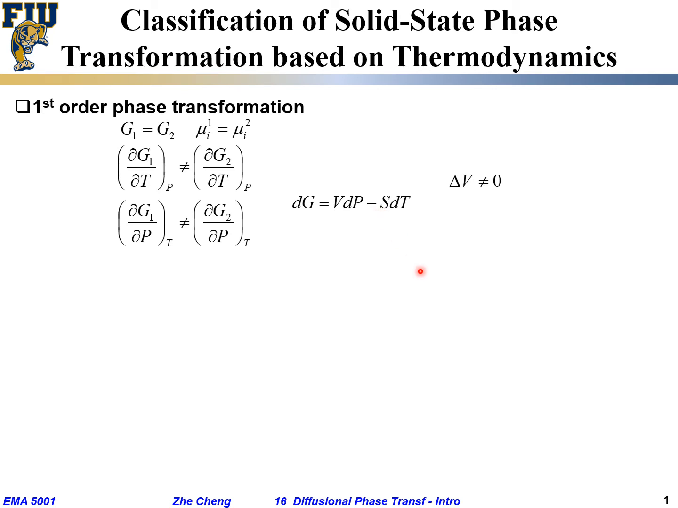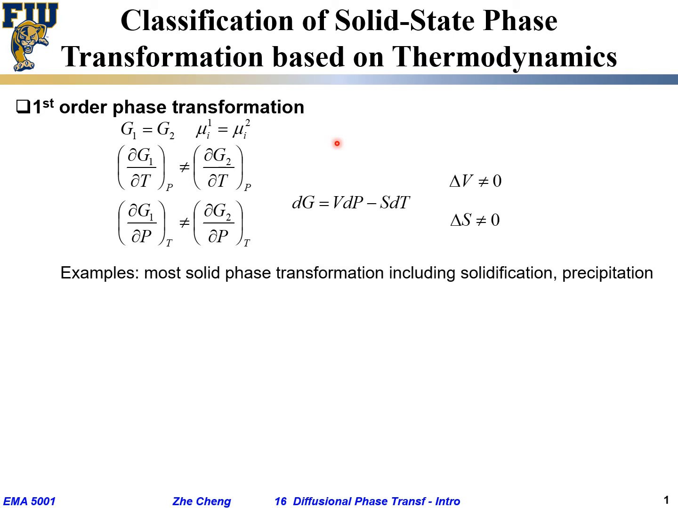So what that means is during the phase transformation, the entropy change will not be 0. And the partial differential of Gibbs free energy with pressure would be volume. And during this first order phase transformation, the volume change will also not be 0. So these are the features of first order phase transformation, and melting of a typical crystalline solid would be a classical example of first order phase transformation.